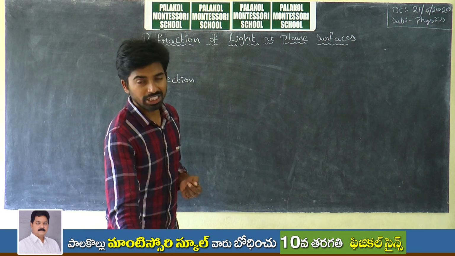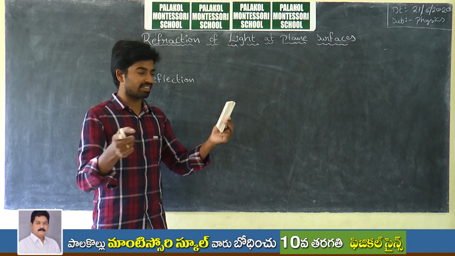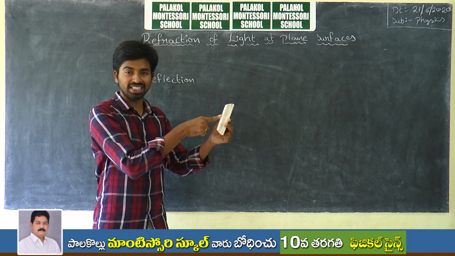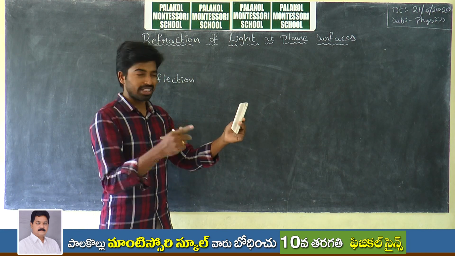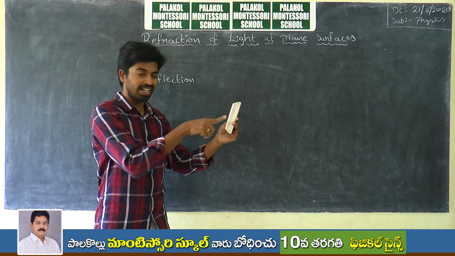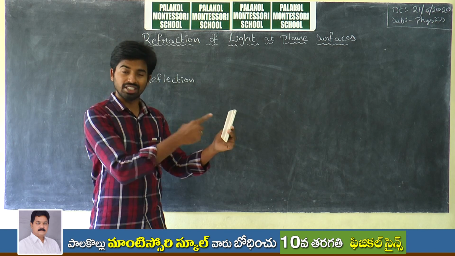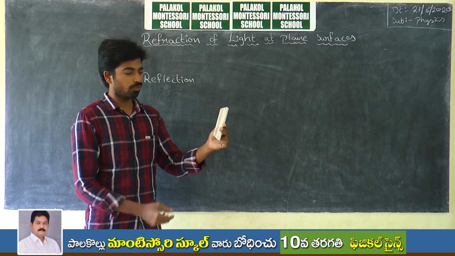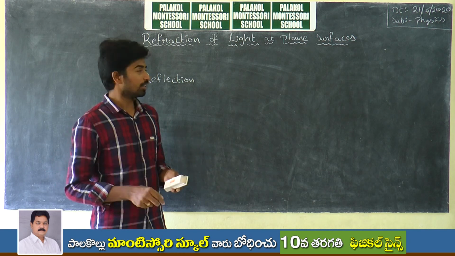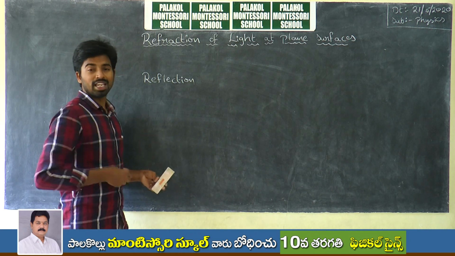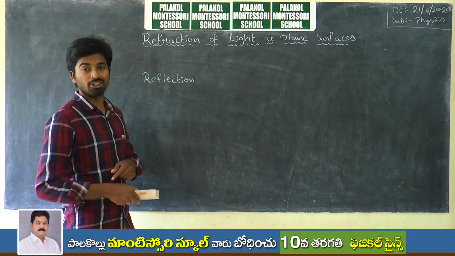For example, if I am able to watch this object, what is happening there? The light is incident on this object and that light bounces back into the same medium. Here the light enters from the air and bounces back into the air only. Because of the bouncing back light, we are able to visualize the object. So the ability of visualizing occurs due to the phenomenon of reflection.